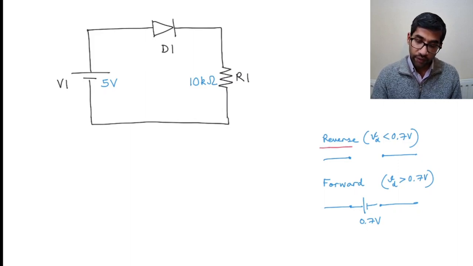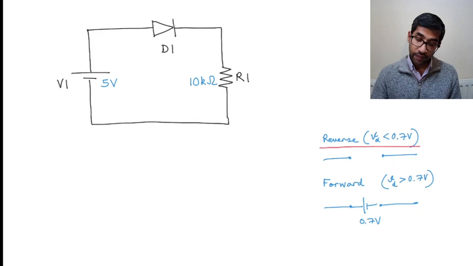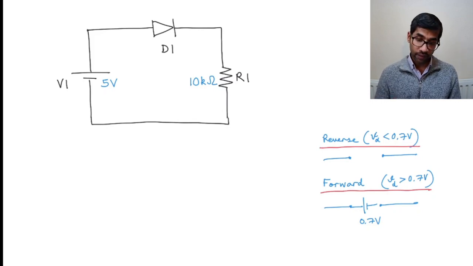So in the reverse bias, that is when the diode voltage is less than 0.7, a diode can be replaced by just an open circuit. And in the forward bias, as shown here, the diode will be replaced by a 0.7 volt source, as shown here. So that's the constant voltage drop model. So let's try to solve the problem for that.